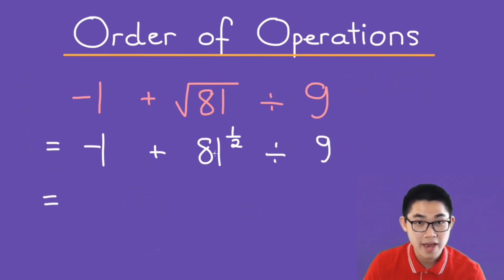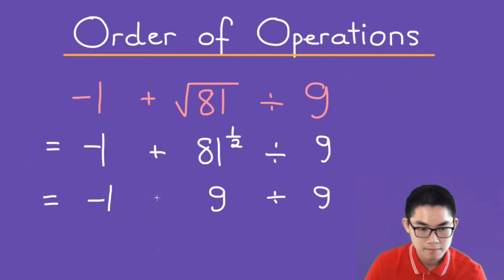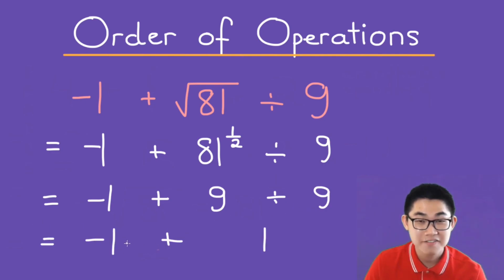So the square root of 81 is 9. 9 divided by itself is 1. And -1 plus 1 is 0.